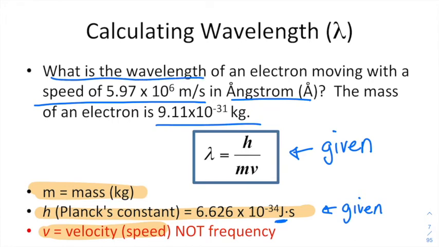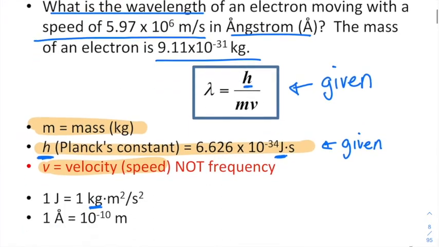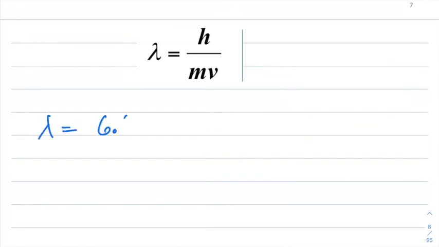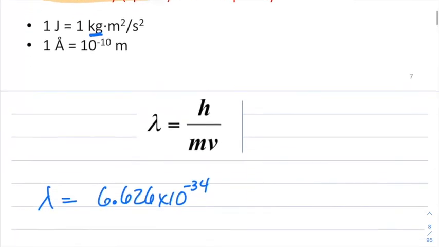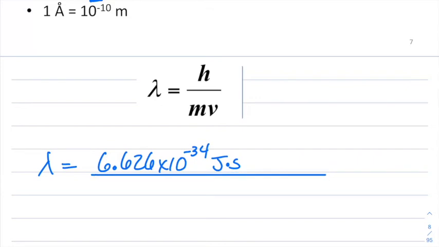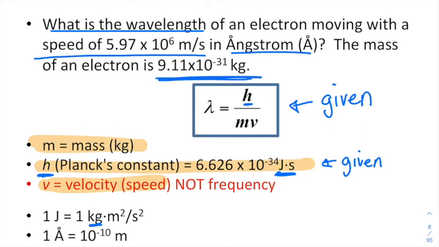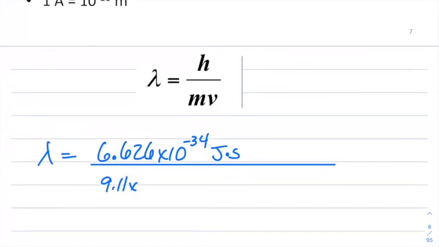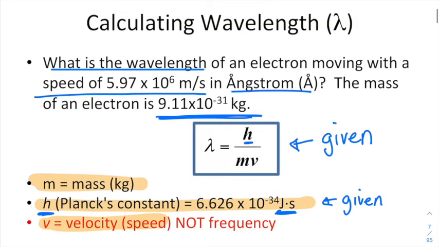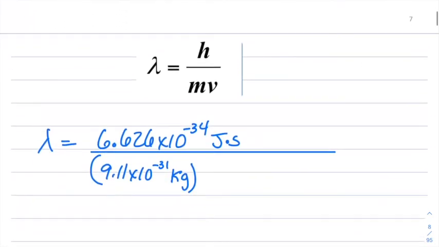All right, so it says, what is the wavelength? So we will be looking for the wavelength. And then we're going to start filling into our formula. First off with Planck's constant. And Planck's constant right over here is 6.626 times 10 to the -34. And with Planck's constant, our units are joules times seconds. And next up, we need our mass in kilograms. And that was given right up here, 9.11 times 10 to the negative 31. And then we need our speed. And our speed is 5.97 times 10 to the 6. And it is in meters per second.